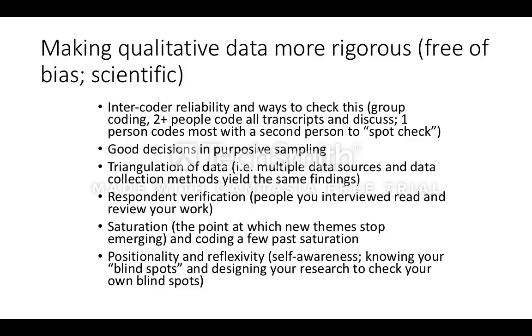Some other ways to make qualitative data more rigorous include, as we've talked about, reflexivity, respondent verification, or member checking, going back to your interviewees or your community. And triangulation of data, which is seeking out multiple sources of data to confirm what you're seeing in your samples.